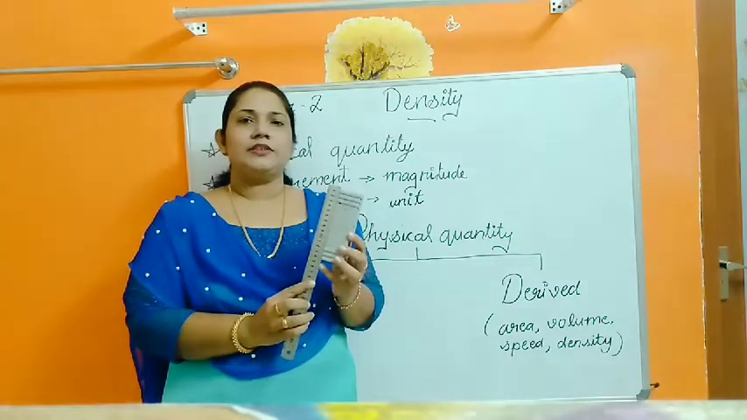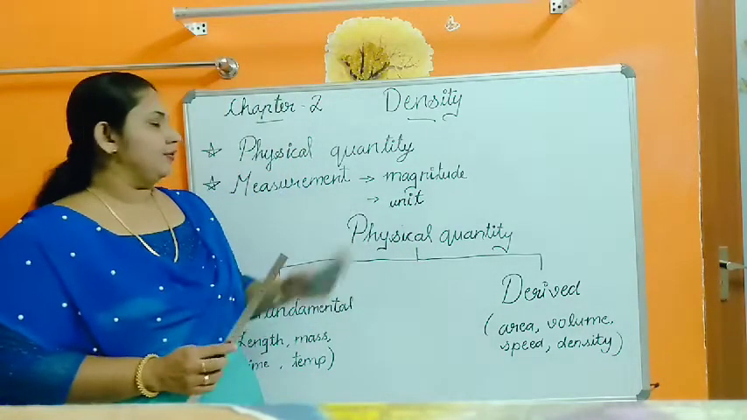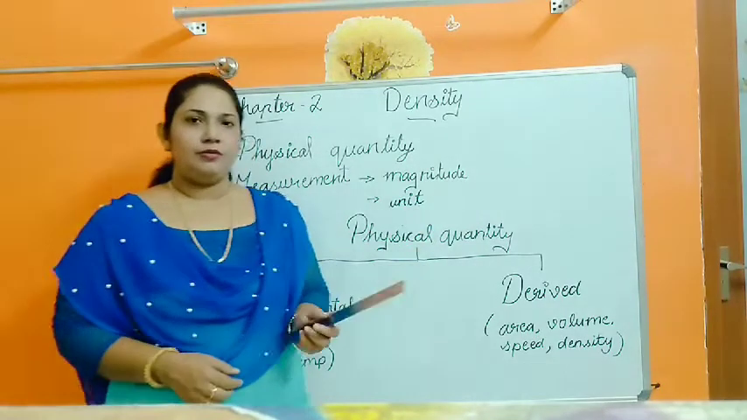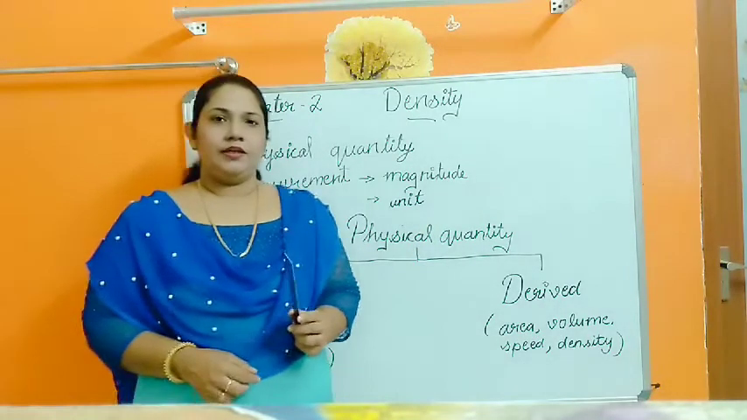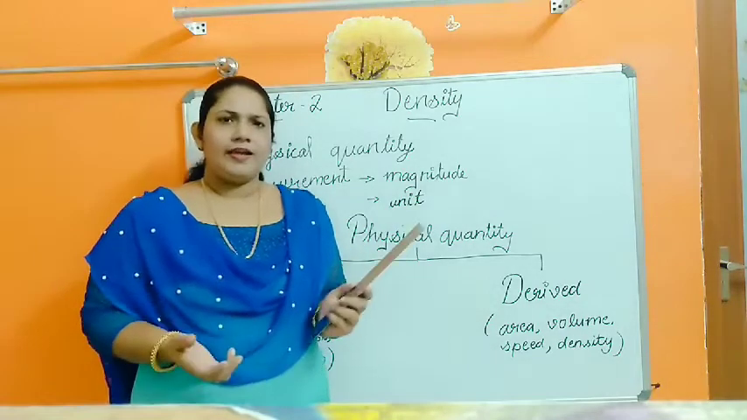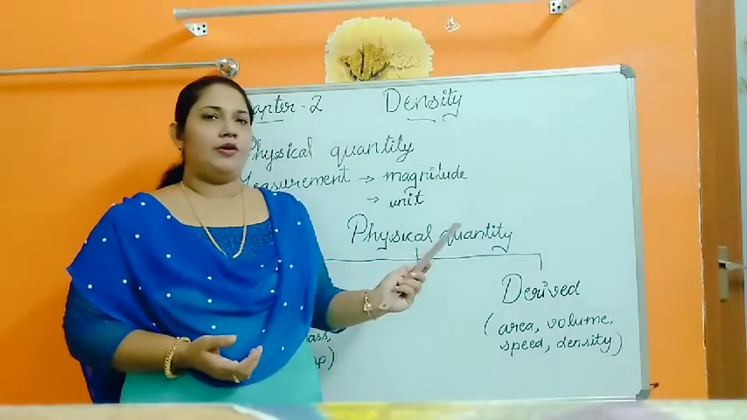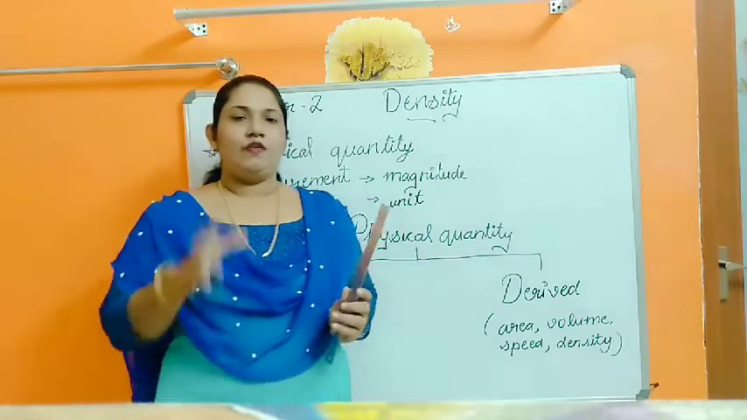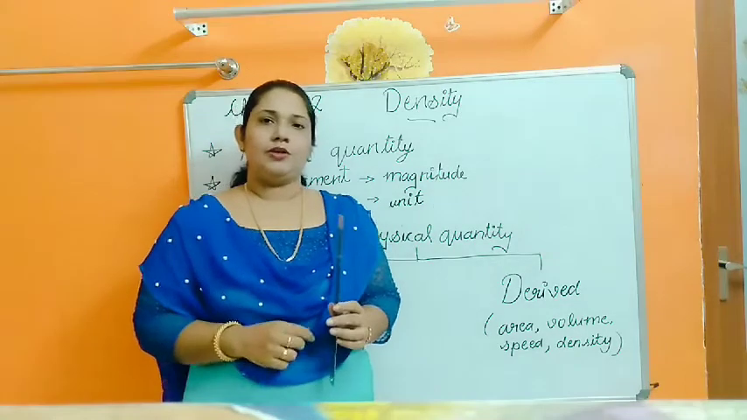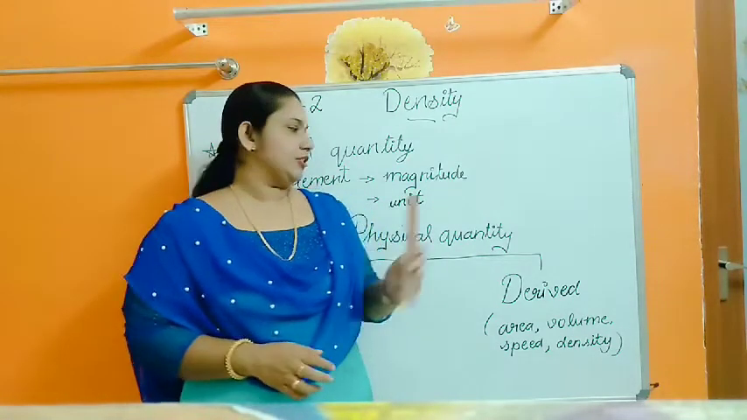And as I told, the length of this duster is 13 centimeter. So here I can show you the measurement has got two parts. The first part is magnitude and the second part is unit. 13 centimeter. Here 13 is the magnitude, or we can say number, and centimeter is the unit. Either of the words are correct, either number and unit, or magnitude and unit. 5 kilogram apple. 5 is the magnitude and kilogram is the unit. So these are the two parts of a physical quantity or measurement.